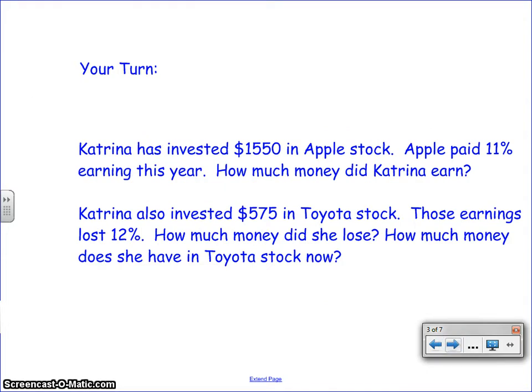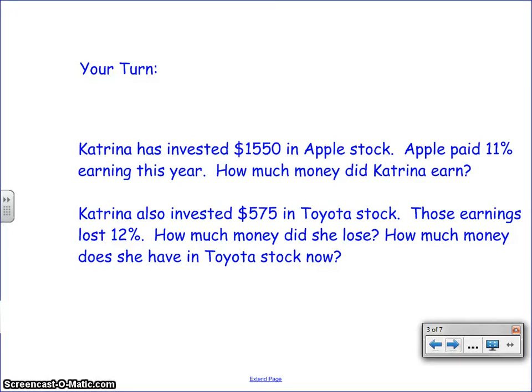Okay, it's your turn. Read the problems. Katrina invested $1,550 in Apple stock. Apple paid 11% earnings this year. How much money did Katrina earn? So you're going to figure out 11% of 1,550.